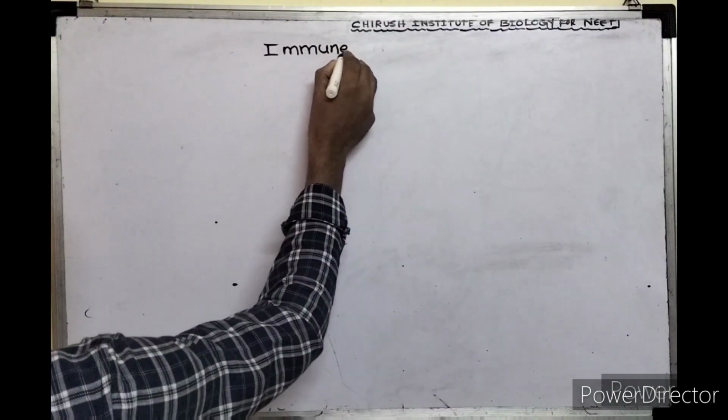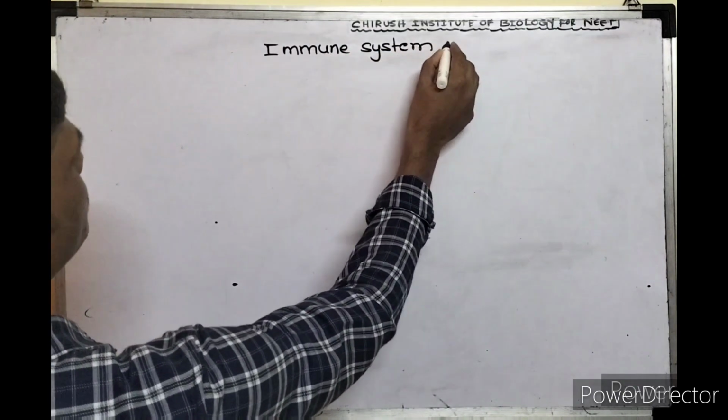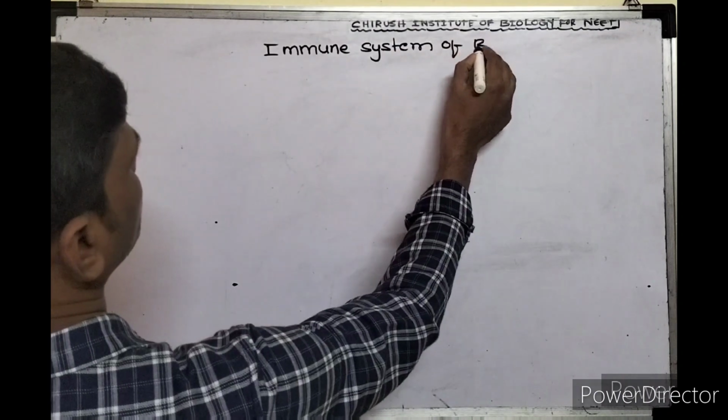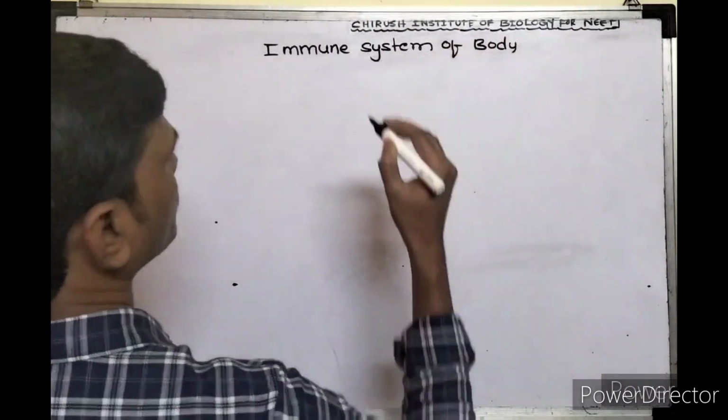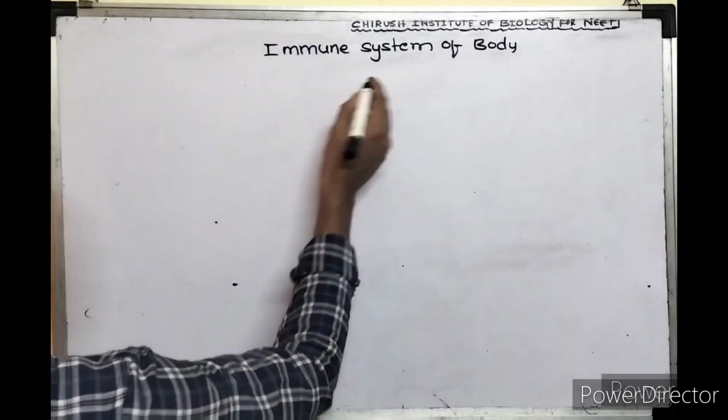We are going to discuss the immune system of the body. The immune system of the body consists of the following parts.